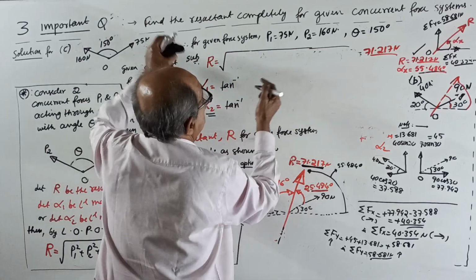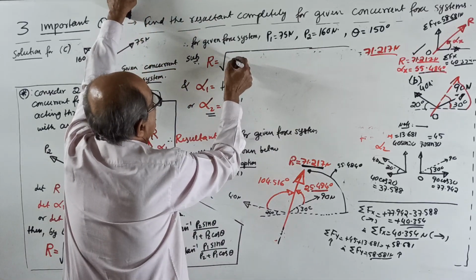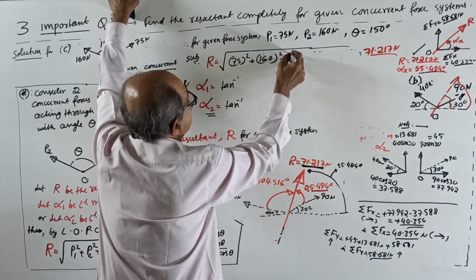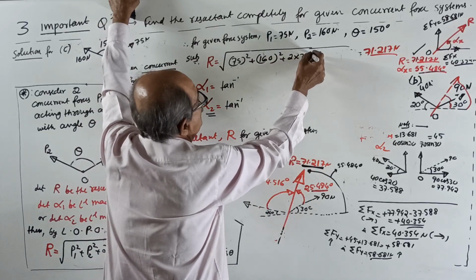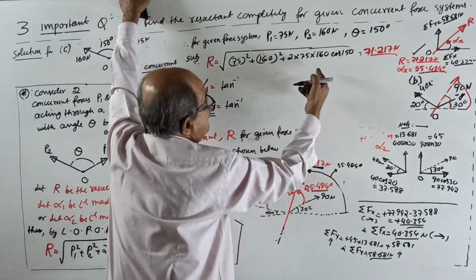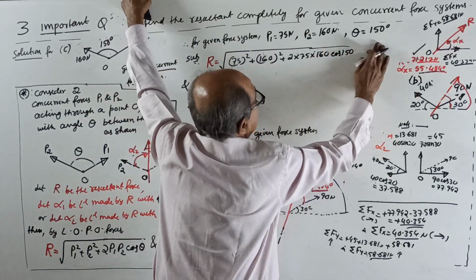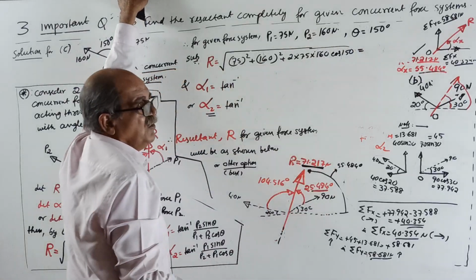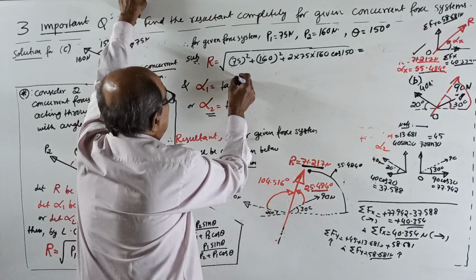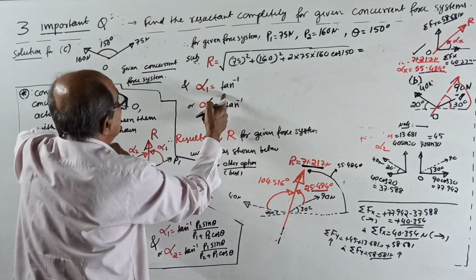Resultant R equals the square root of 75 squared plus 160 squared plus 2 into 75 into 160 into cos 150. I will calculate this later after rubbing the board. I will not calculate in front of you; before I switch on the camera, I will finish the calculation. Why? So nobody will doubt whether I can do it or not.